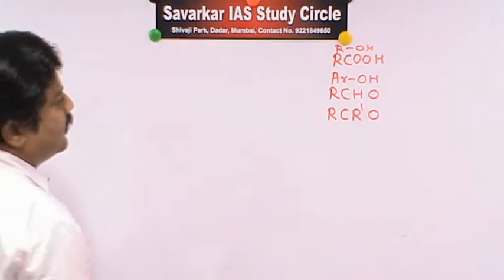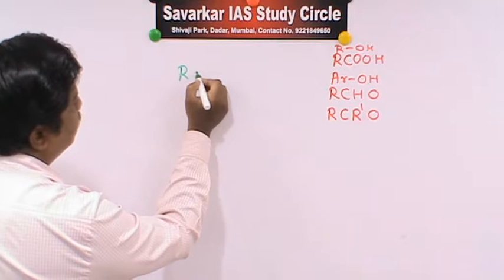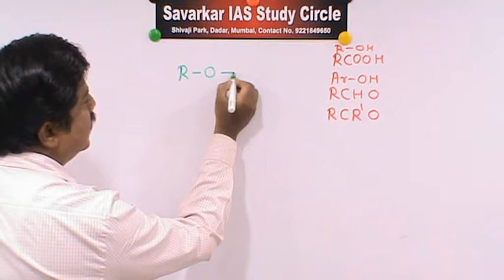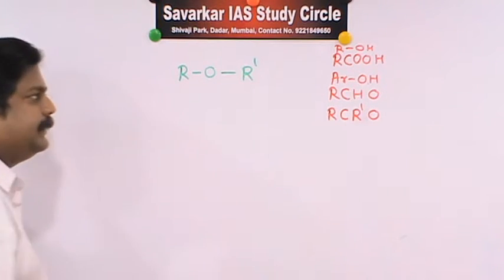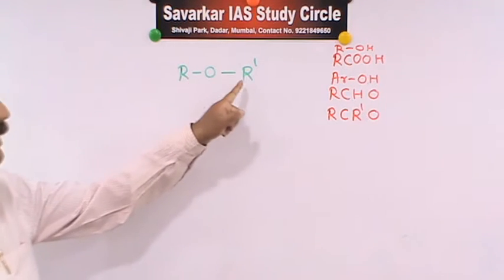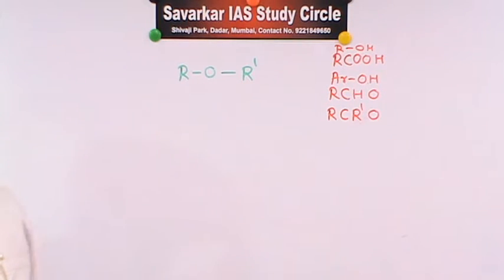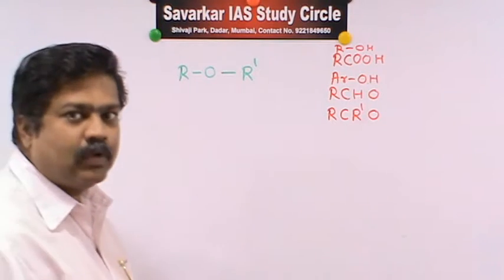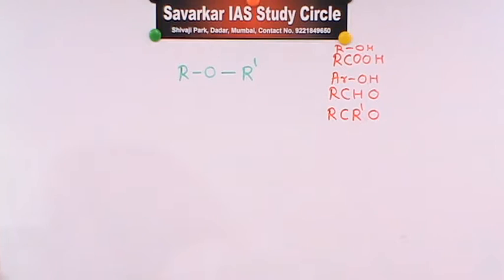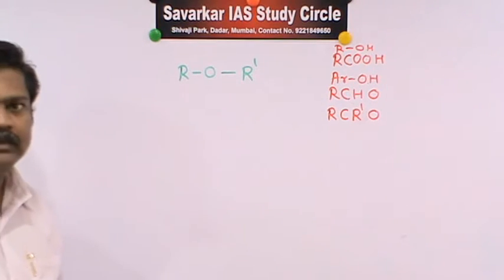Now the next functional group I should mention is R, O, and again R dash. Everywhere we have to consider that R may be equal to R dash or R may not be equal to R dash. In the previous ketone example also, R and R dash may be same or may not be same. Here too, R and R dash may be same or not. This group is called ether.